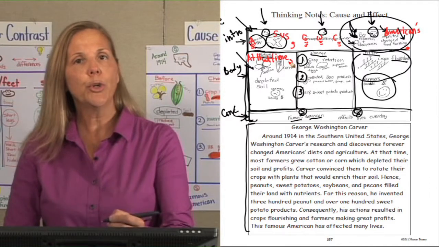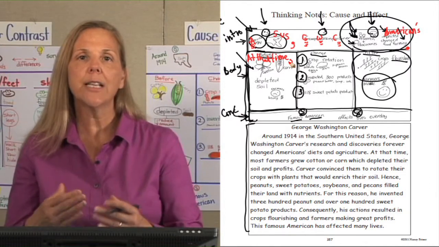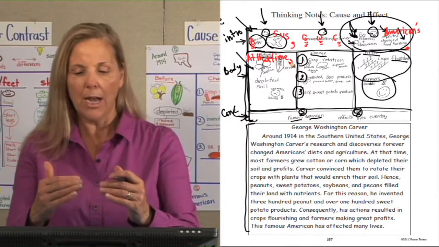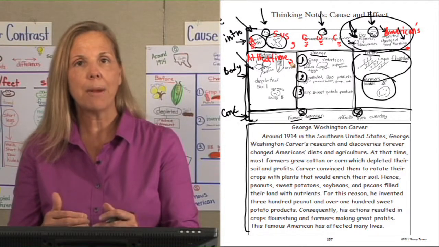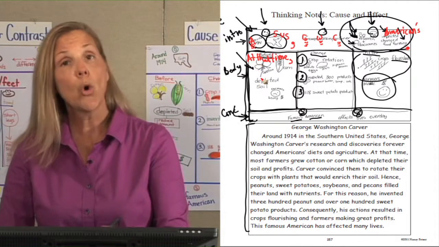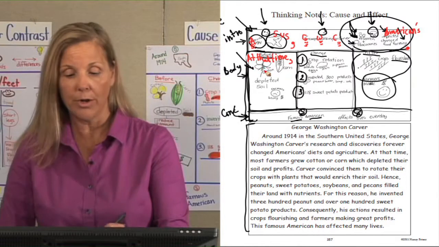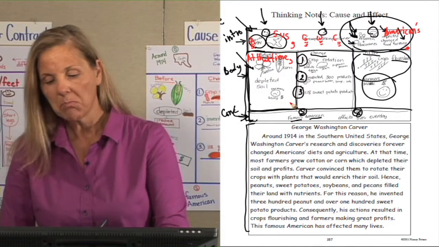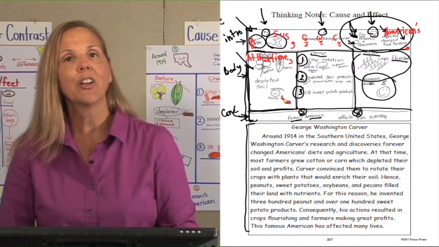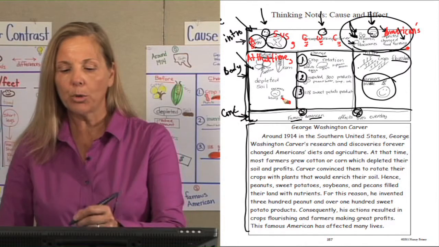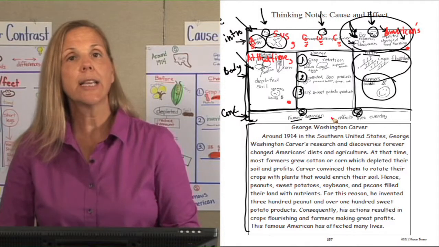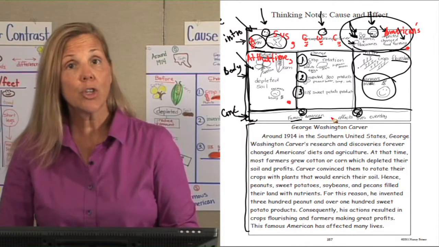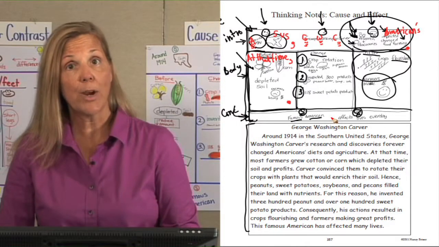So I'm going through and I'm orally rehearsing this, and any transitions that I use, I'm going to mark them on my paper. At that time, most farmers grew cotton and corn, which depleted their soil and profits. I'll put a period there. I'm finished with my sentence. I go through each one of these sentences. I mark the transitions if I need to. I put the punctuation in.